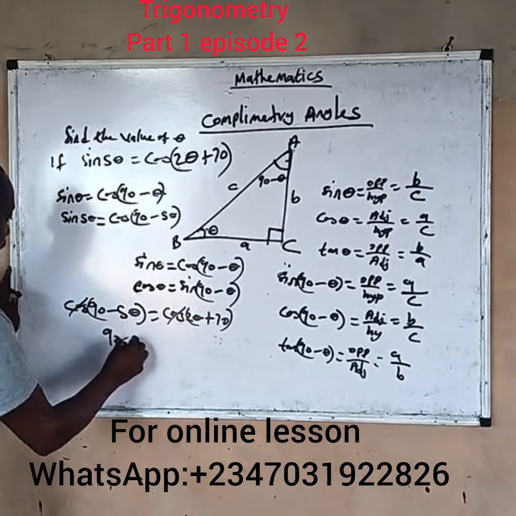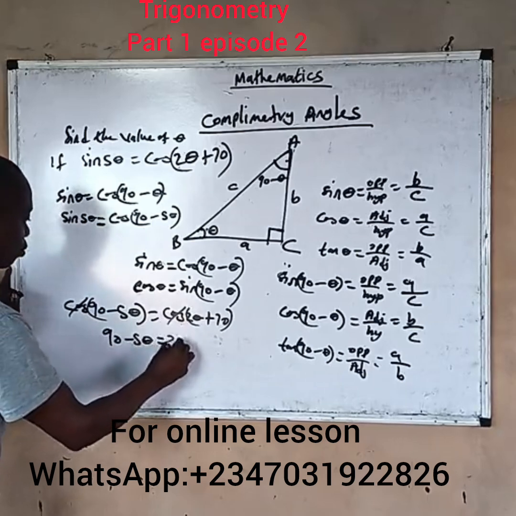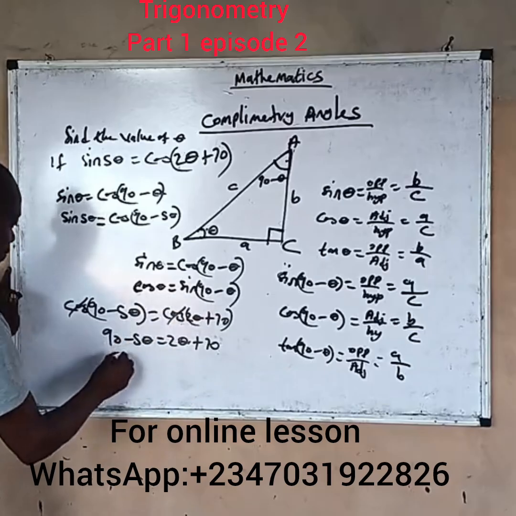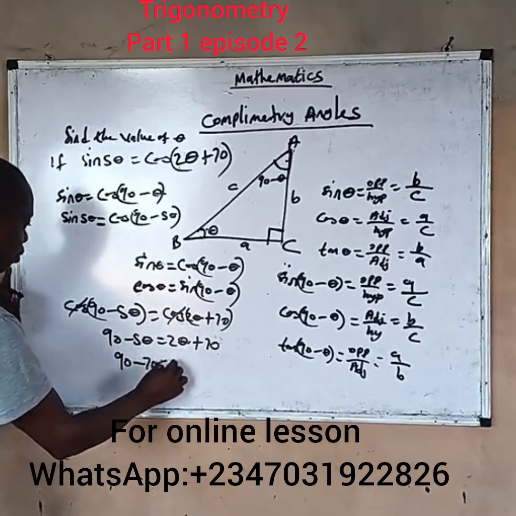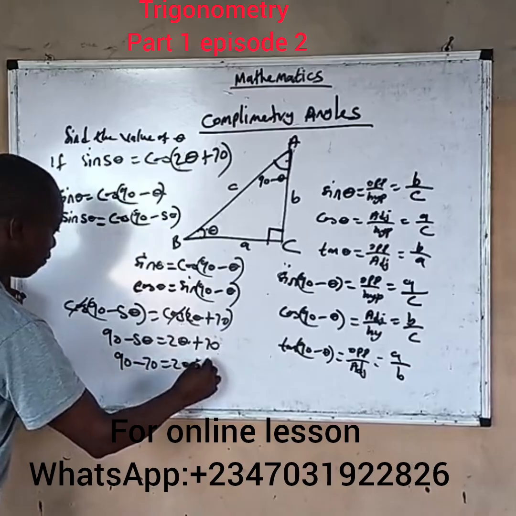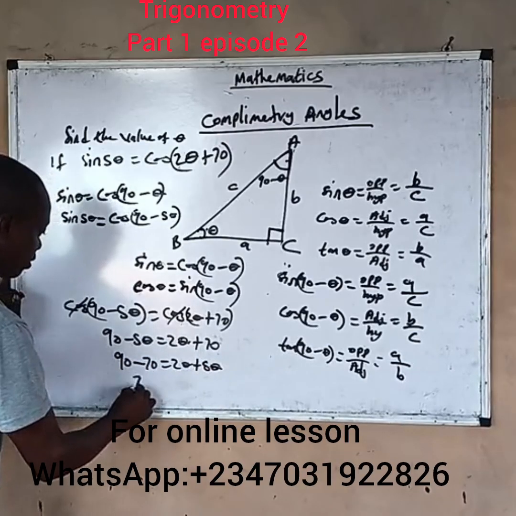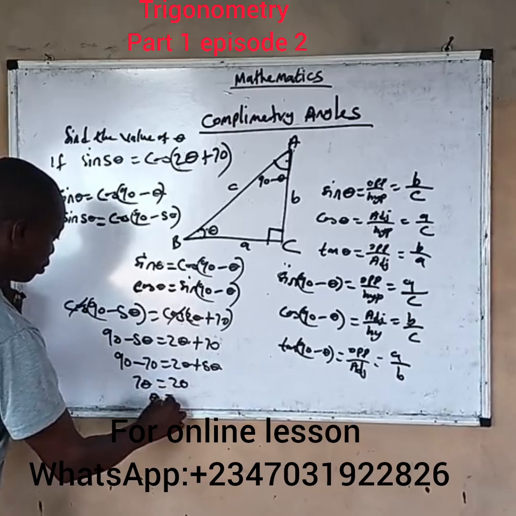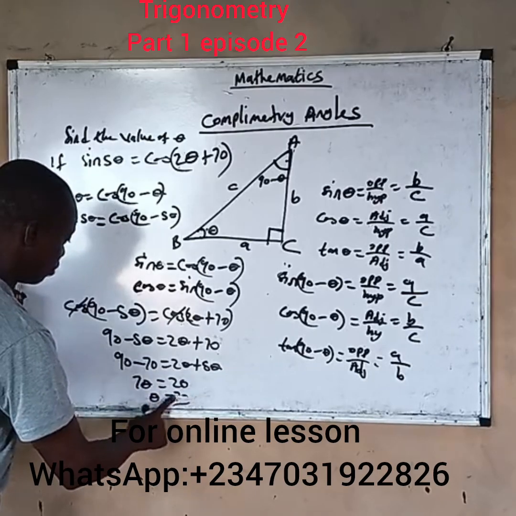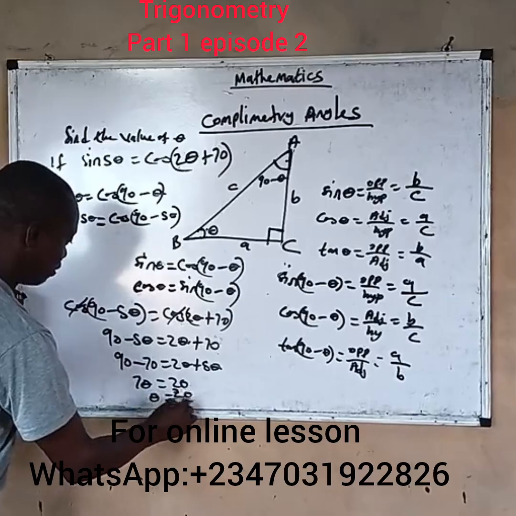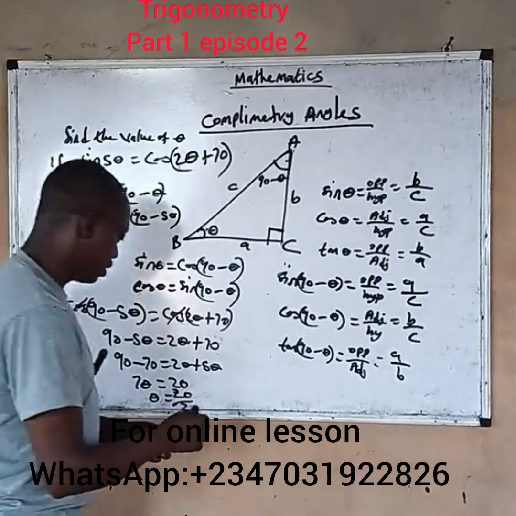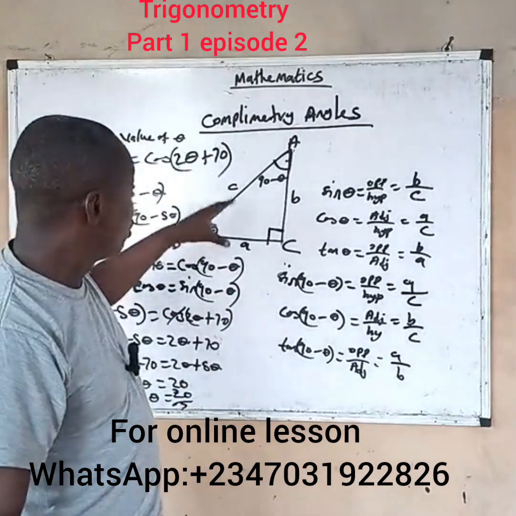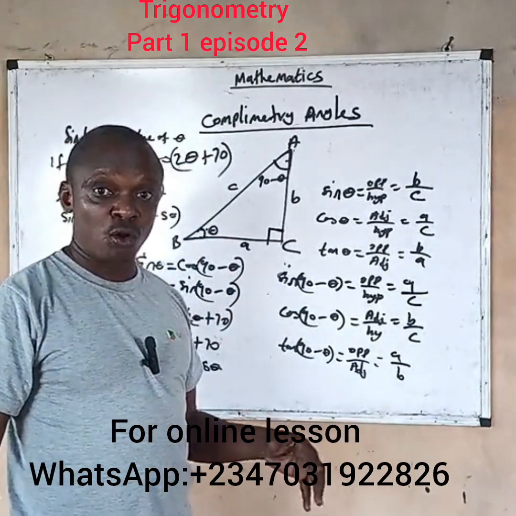So I have 90 minus 5 theta equals 2 theta plus 70 degrees. Collect like terms. So I have 90 minus 70 equals 2 theta plus 5 theta. This will now give me 7 theta equals 90 minus 70, which is 20. So theta equals 20 divided by 7, and you simplify that and you get your answer for theta. So that is an example of how you apply this relationship between sine and cos.